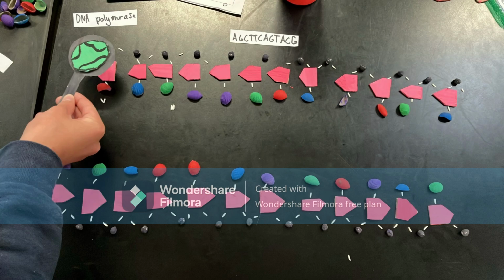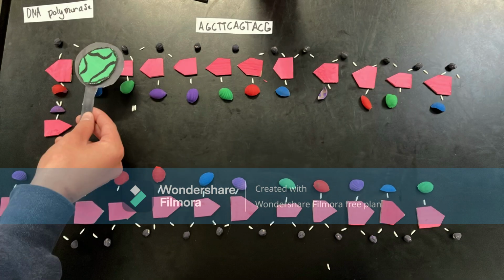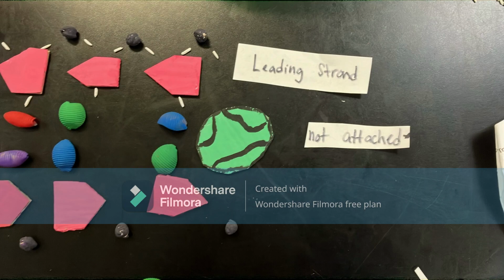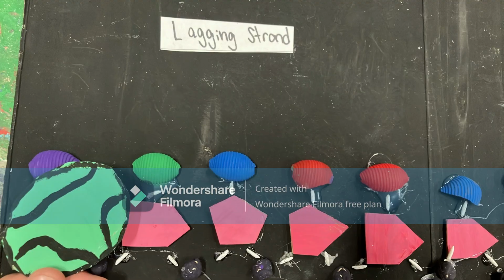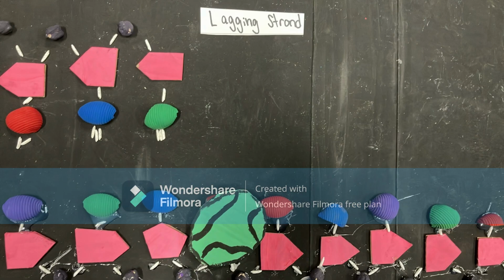Then DNA polymerase synthesizes the new DNA strand for the leading strand first, which is the strand that runs 5' to 3' towards the fork. Then to the lagging strand, which runs 3' to 5'. Now the new strand is made but not yet attached.